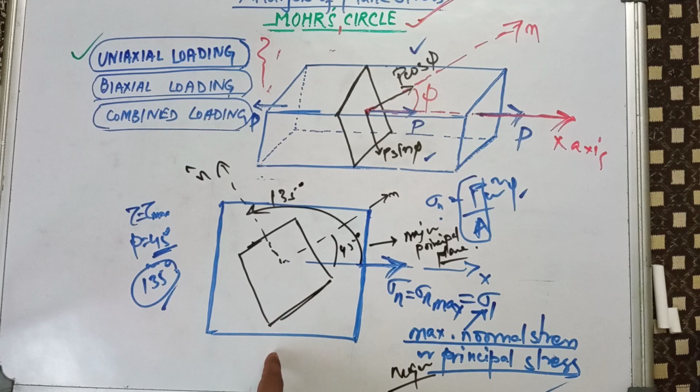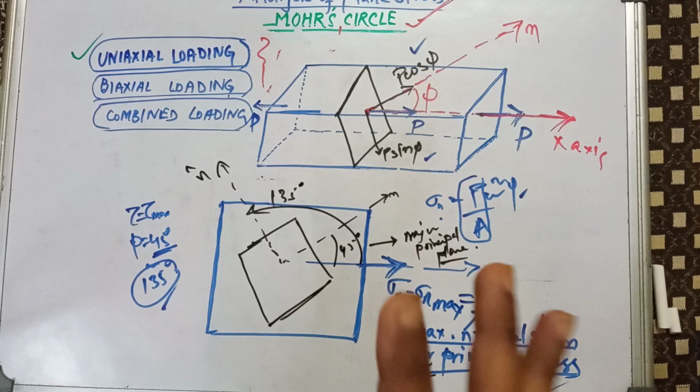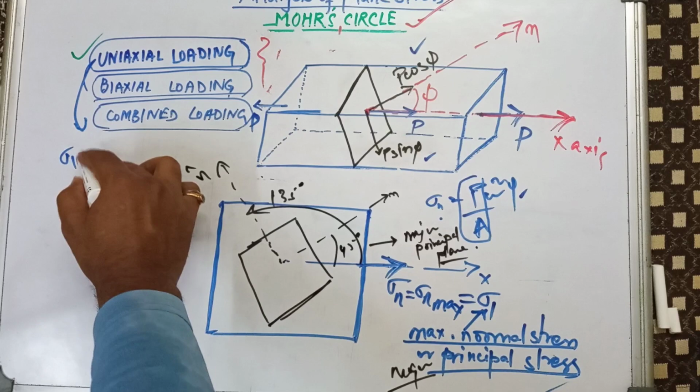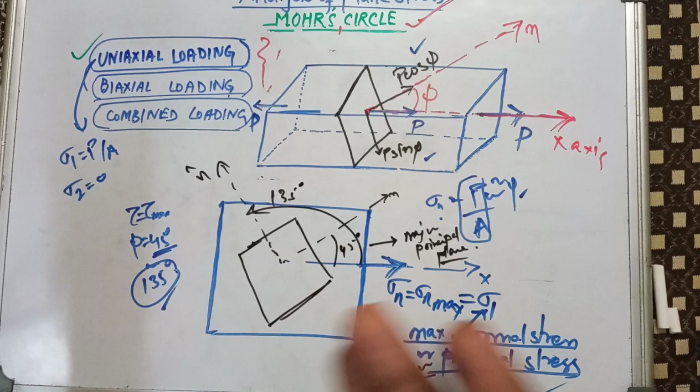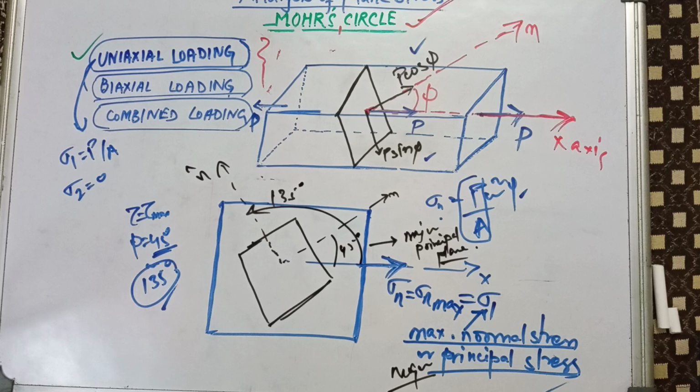So for uniaxial loading, we have understood that sigma 1 will be equal to, at phi equals to 0, P upon A, where A is the cross-sectional area, and sigma 2 is 0. And it is quite obvious, it is uniaxial loading. In case of biaxial loading, both sigma 1 and sigma 2 will be present. Is it clear to you or not? First tell me.